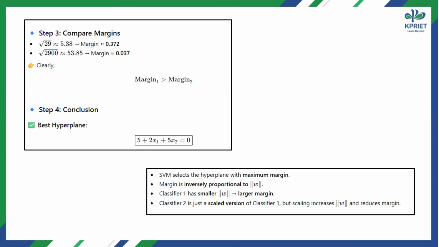We get margin 1 and margin 2 values. By computing the denominators of margin 1 and margin 2, we get results like 0.372 and 0.0372. From this we can see that margin 1 is greater than margin 2. So the best hyperplane is the first equation.